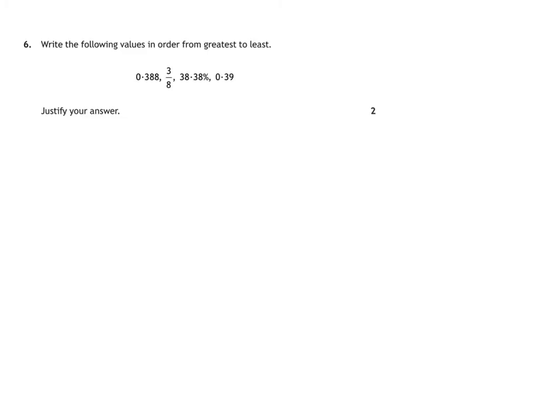Easiest way to do it is probably to do it all into decimals. That's because two of them already are. So we've got 0.388, which is already a decimal. We've got 0.39, which is already a decimal. And we have 38.38%. To change a percent into a decimal, we divide by 100, so that one is the same as 0.3838. So those are equivalent.